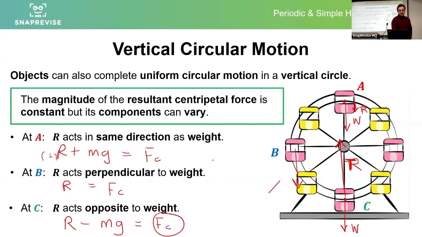The size of Fc is constant. So what changes is the magnitude of R. R is a reactionary force in this instance. It changes its size as the carriage goes around the wheel. Magic.